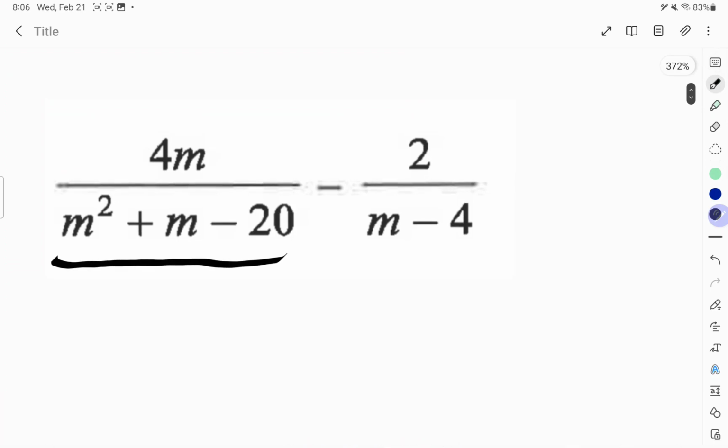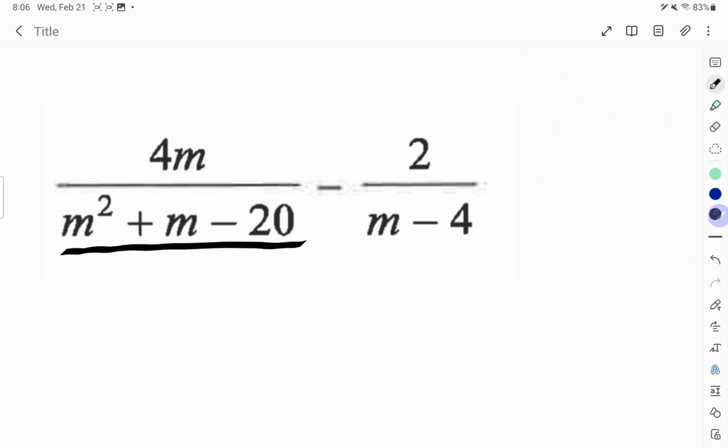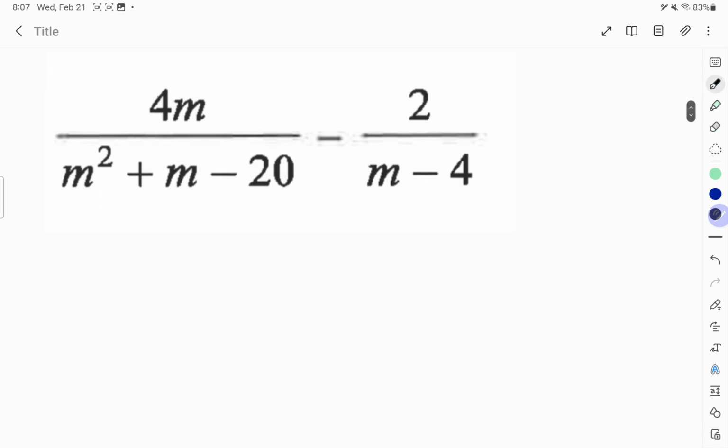The big issue between this problem and the previous problems is that we're going to have to do something before we can start checking if we have the same denominator. As you see, we have a trinomial right here. That's what we call a trinomial. And we're going to have to factor it. We already know how to factor, so let's go ahead and do that real quick.